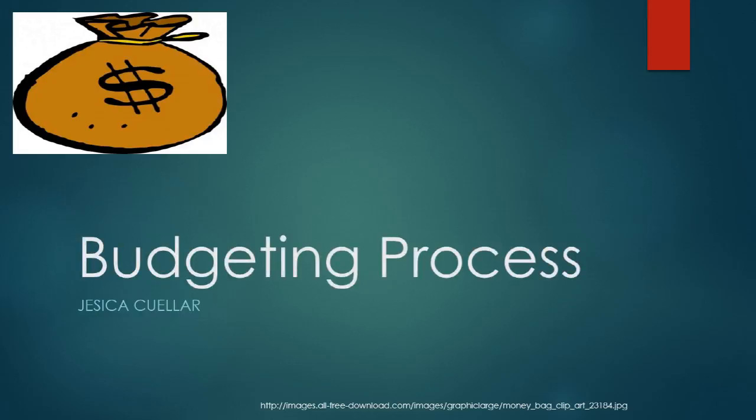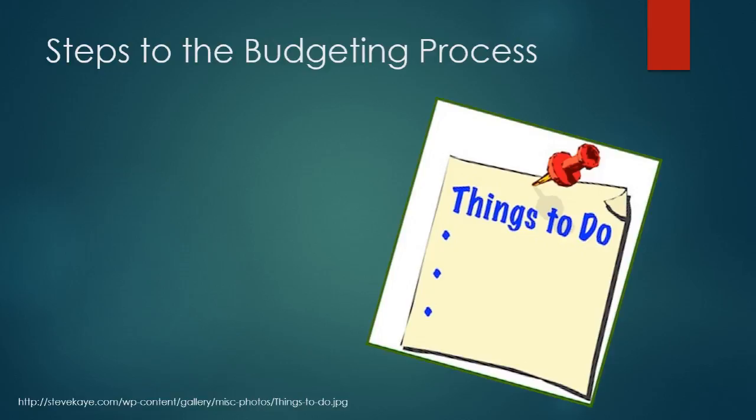Okay, this is the school budgeting process. Steps to the budgeting process: planning, preparation, evaluation. Evaluation is key to make sure that your goals are being met and that everyone who was part of the planning is making sure that the budgeting process is being evaluated and that it is going efficiently.